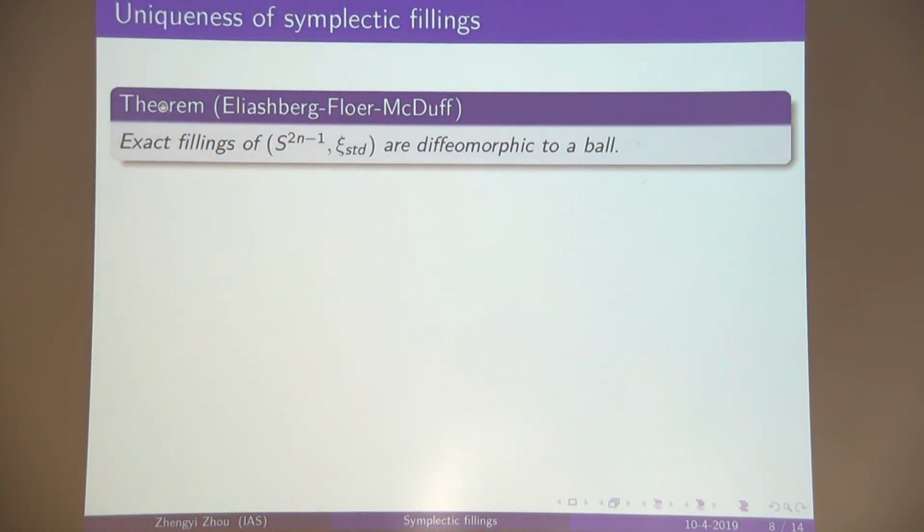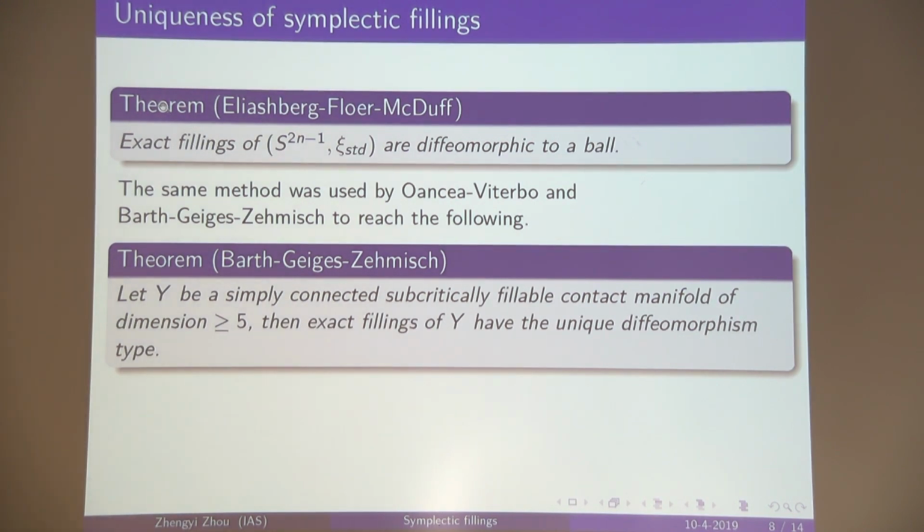So what do we know about the uniqueness of symplectic filling? First of all, a classical result by Eliashberg, Floer, McDuff shows the exact fillings of the standard sphere are diffeomorphic to a ball. In dimension 3, it's actually symplectic; you can recover the symplectic information as well. And this method was later generalized by Oancea, Barth, Geiges, Niederkrüger to the following, which says for a simply connected subcritically fillable contact manifold of dimension bigger than 5, the exact filling has a unique diffeomorphism type.